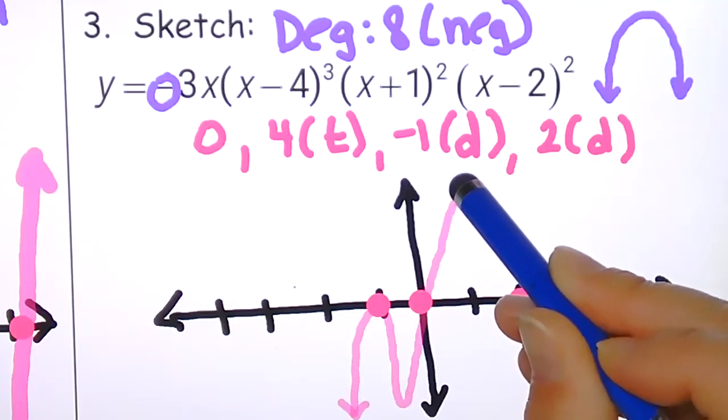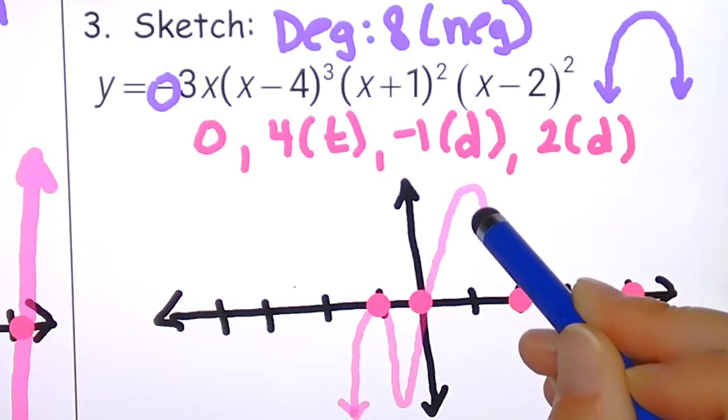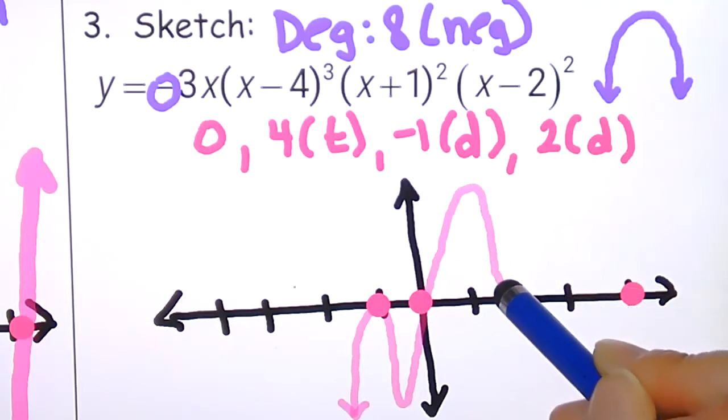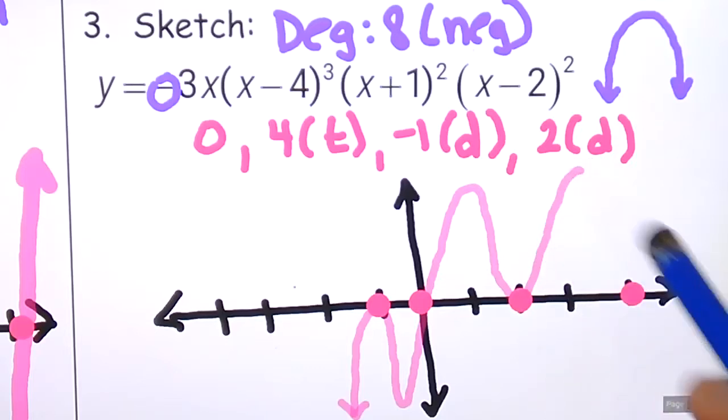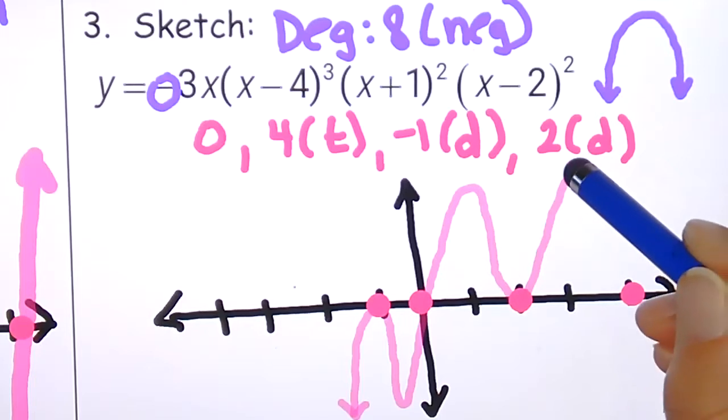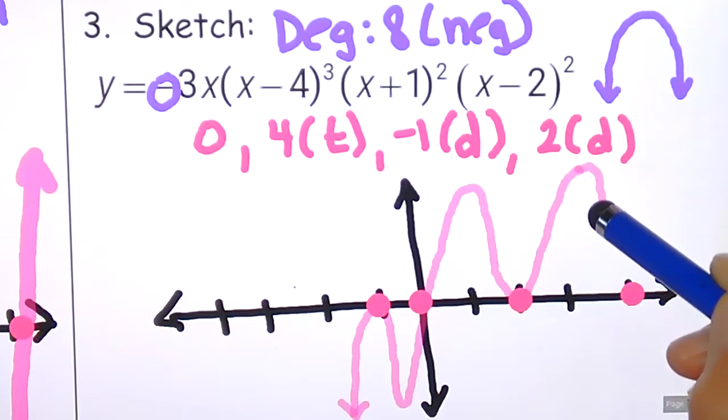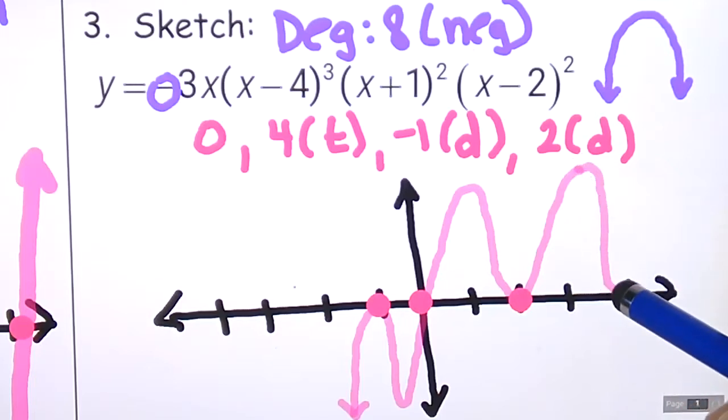Then as it comes to this one, it's going to, again, bounce off because it's a double. And then here, it's going to look like that X cubed. So since it's coming from above, as it's coming down, it's going to be like an open up parabola to like an open down parabola. And that's your graph.